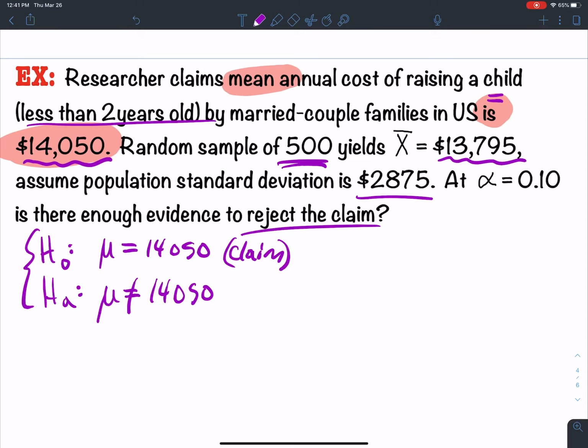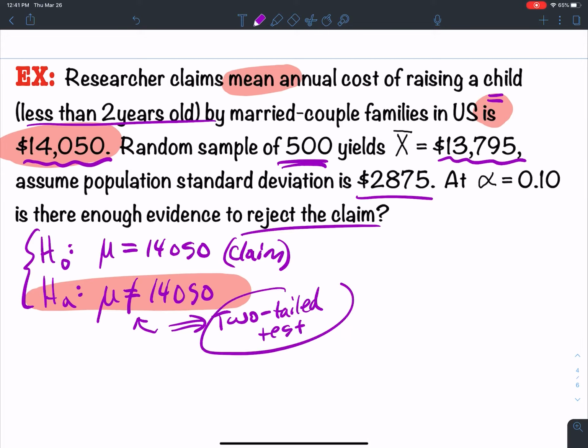What type of test is it? How do we find the test? We look at the Ha, don't we? If it's not equal to, that tells me it's a two-tailed test. So now I know it's a two-tailed test right off the bat.